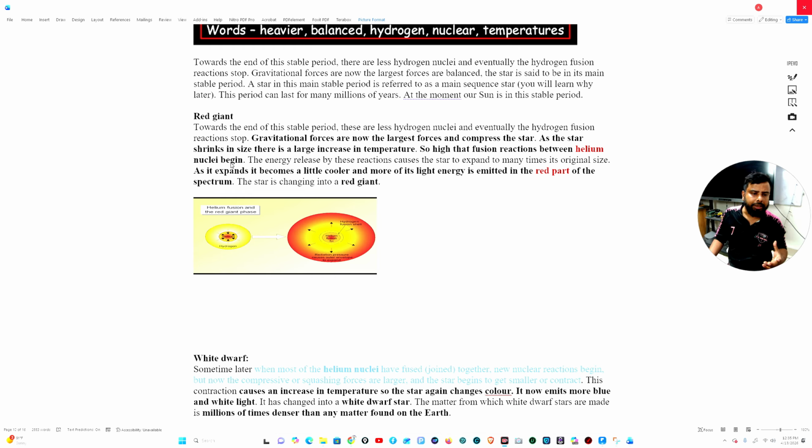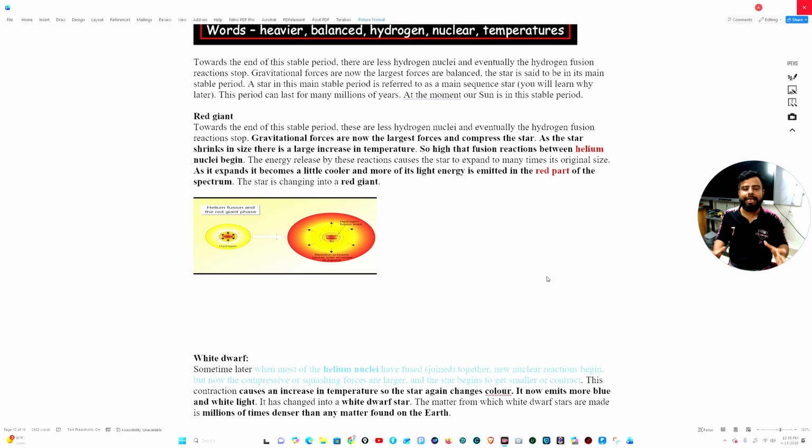Now, red giant. Towards the end of this stable period, there are less hydrogen nuclei and eventually the hydrogen fusion reaction stops. Gravitational forces are now the largest forces and they compress the star. As the star shrinks in size, there is a large increase in temperature, so high that a fusion reaction between helium nuclei begins.